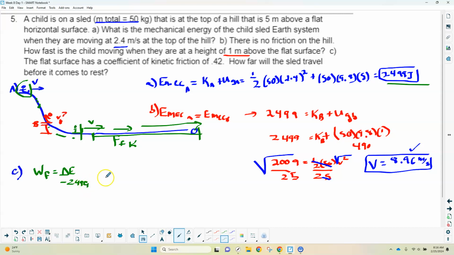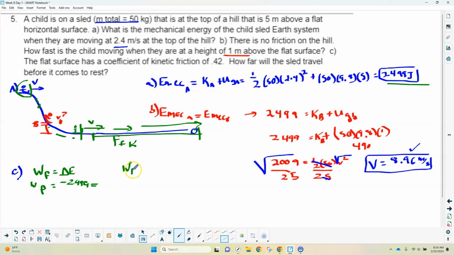So at the very end, the child's just sitting there on the ground. There's no height, there's no speed. So all that energy is now transformed into what you could call thermal energy, or I just call it work done by friction. So that's the amount of work done by friction. We figured that out pretty quick. And then it's just using the work equation.